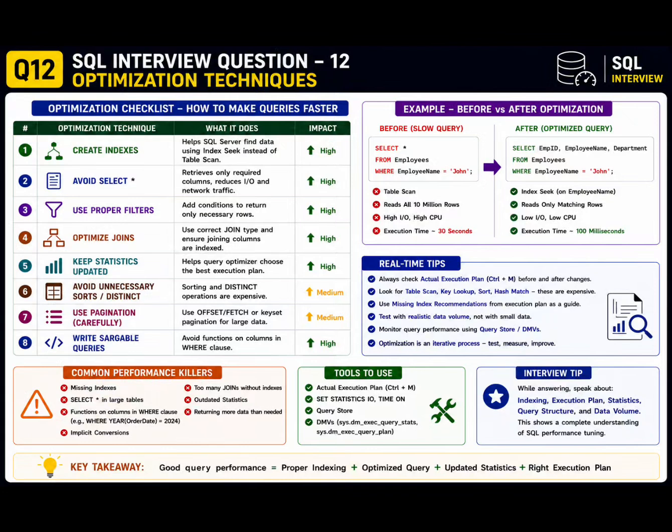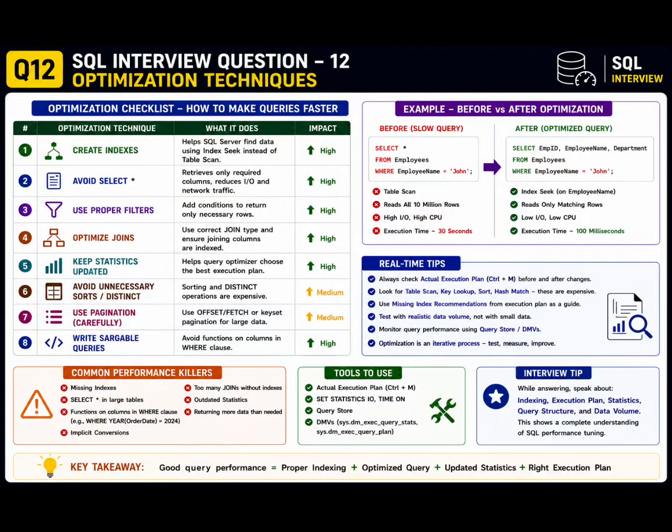Keep statistics updated. SQL Server uses statistics to build execution plans, so outdated statistics can cause poor performance. Also, one more technique is to avoid unnecessary sort and distinct operations. Sorting large data sets is expensive, so use it only when required.